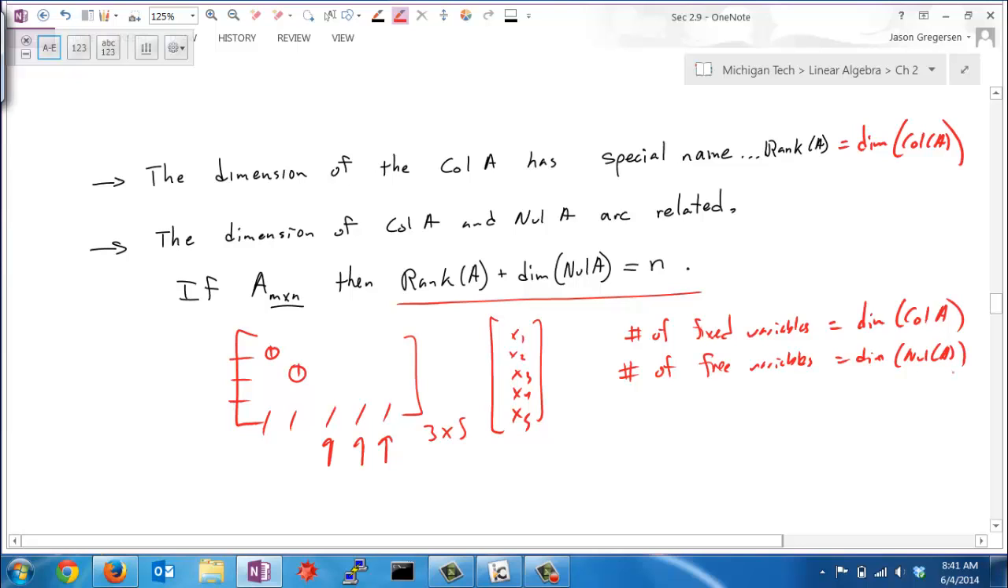Then of course the number of fixed variables plus the number of free variables must be the number of total variables, which is n in this case. That's kind of a quick justification of why this might make sense. All right, questions so far?